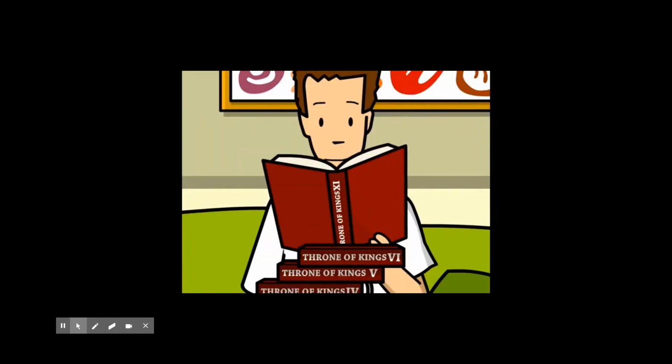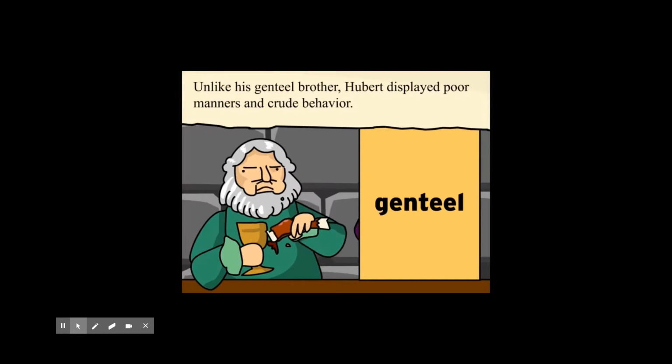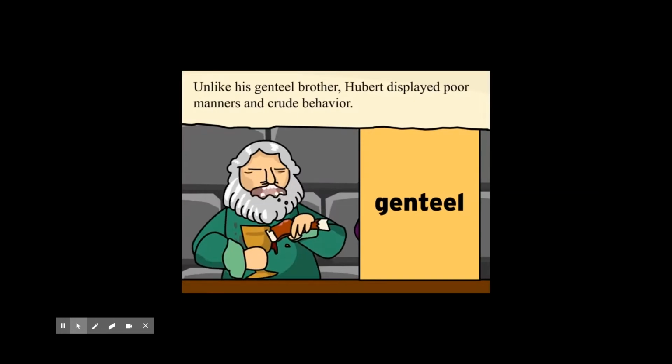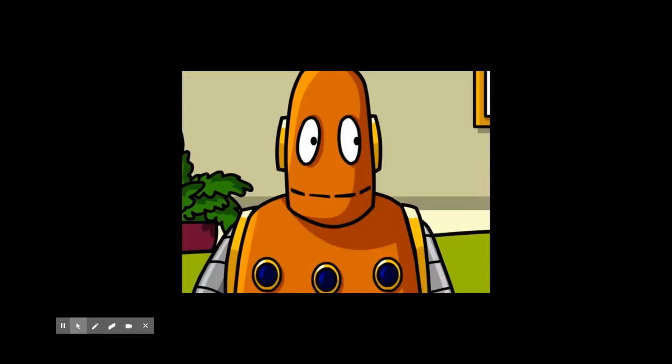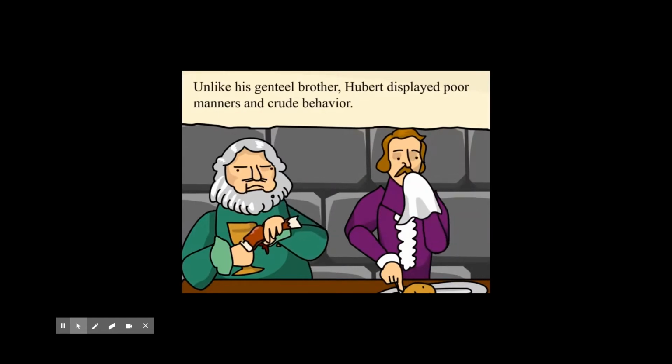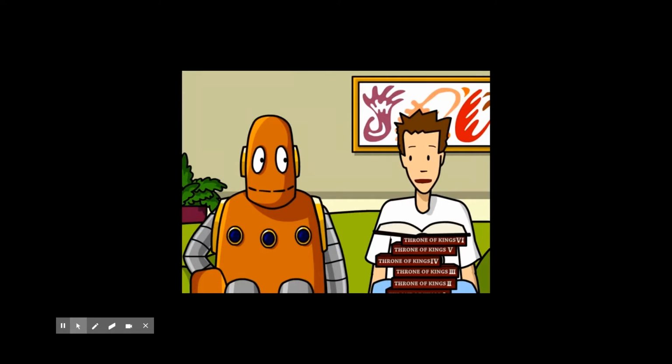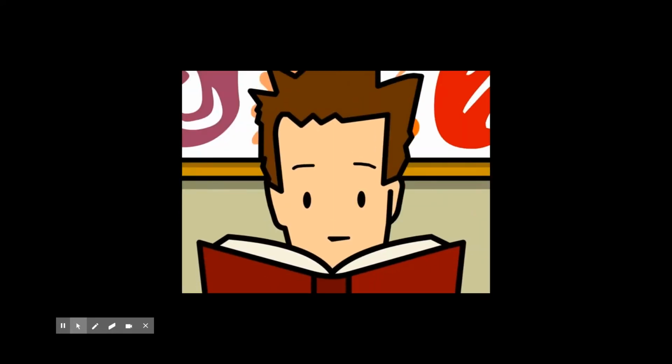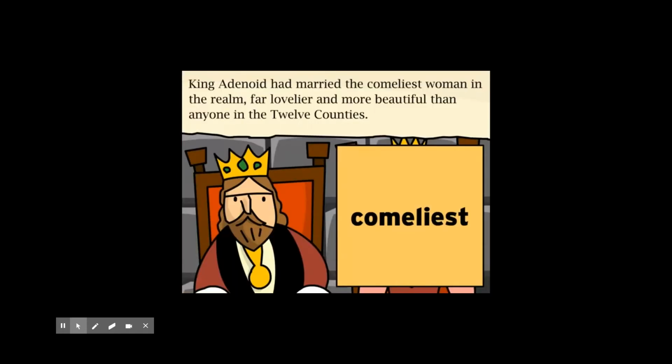Take this passage. Unlike his genteel brother, Hubert displayed poor manners and crude behavior. The mystery word is genteel. From the context, we know that it's the opposite of someone who's crude and has bad manners. Right again. The word genteel describes someone who's classy and dignified, like that guy. You can also figure out a mystery word by looking for synonyms, or words that mean the same thing. Here, take this one. King Adenoid had married the comeliest woman in the realm, far lovelier and more beautiful than anyone in the 12 counties.